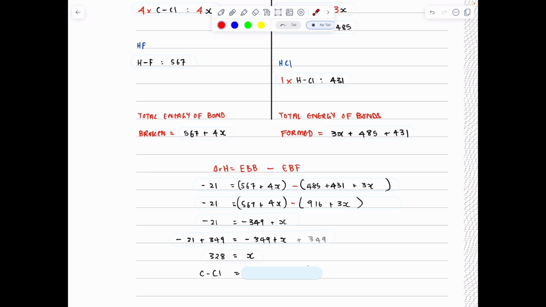And when I simplify it further, I have negative 21 plus 349, which equals 328. So x equals 328. The x, remember, was our unknown bond, which was the C-Cl bond. So our final answer, to 3 significant figures with units, is 328 kilojoules per mole. That is what the C-Cl bond is worth. That's the energy that is associated with this bond here.